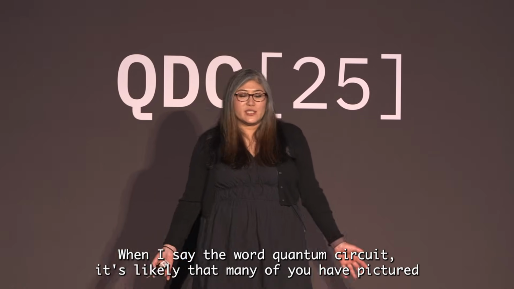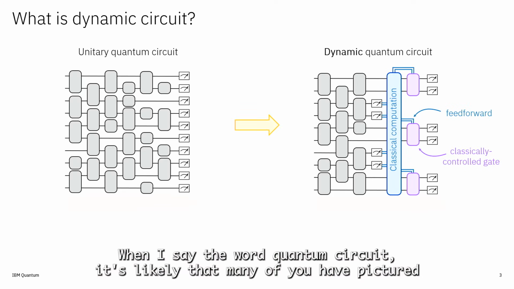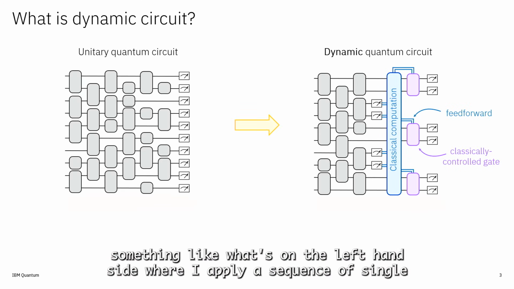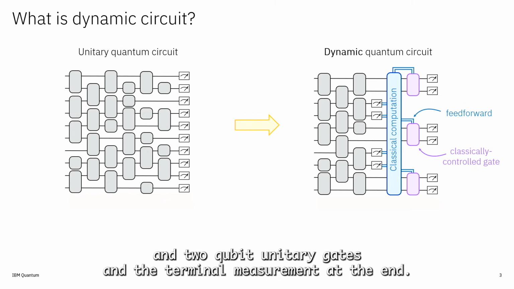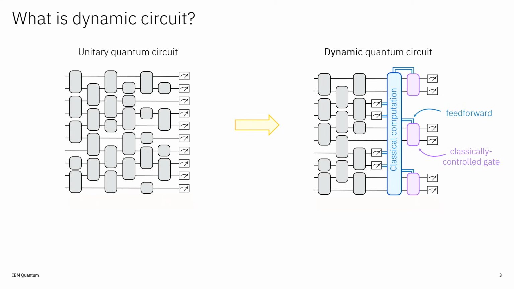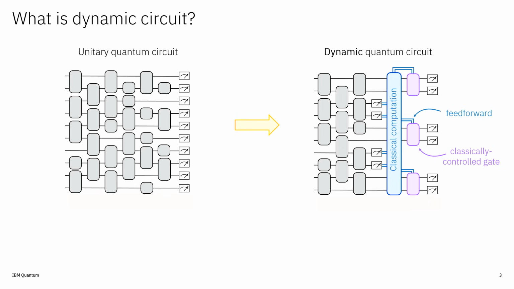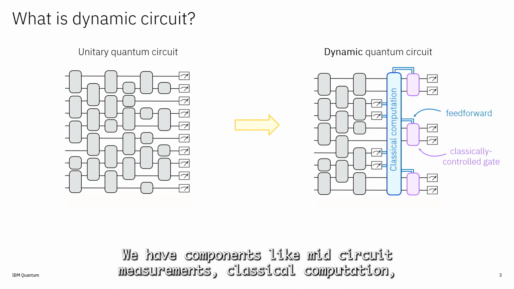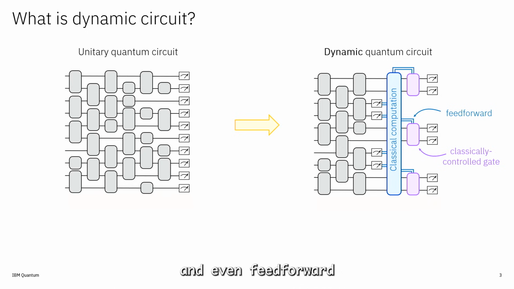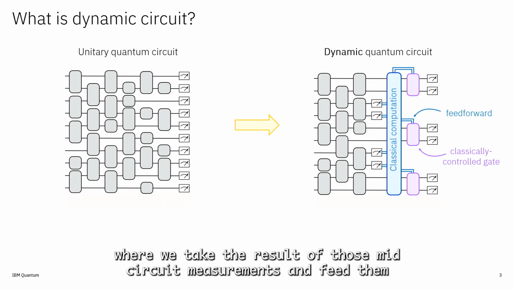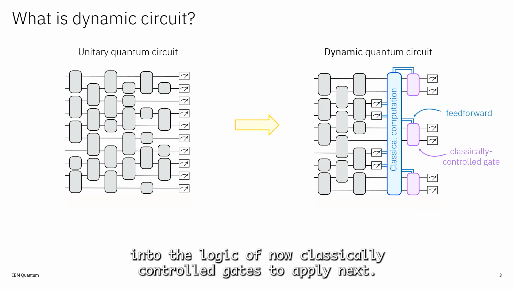When I say the word quantum circuit, it's likely that many of you have pictured in your mind something like what's on the left-hand side, where I apply a sequence of single and two-qubit unitary gates and make a terminal measurement at the end. However, on IBM hardware, we have access to a broader set of resources than just unitary gates. We have components like mid-circuit measurements, classical computation, and even feedforward, where we take the result of those mid-circuit measurements and feed them into the logic of now classically controlled gates to apply next.